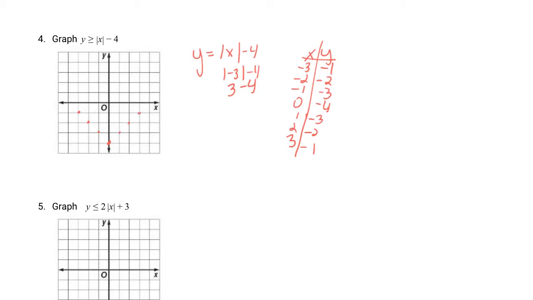We look back again at the inequality. Same rules apply. This has a greater than or equal to, so that means our line is going to be a solid line. Ooh, that's a weird line. So we've got a solid line, and since the inequality is greater than or equal to, we're going to shade above.